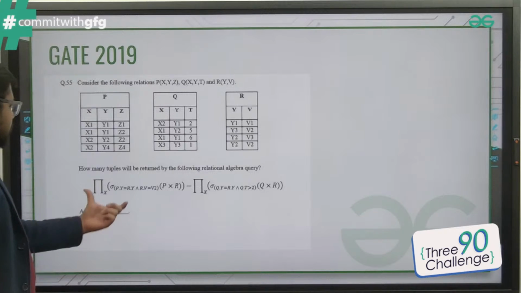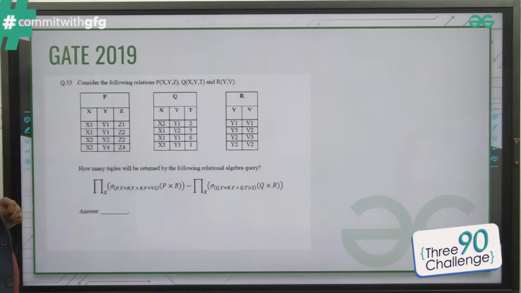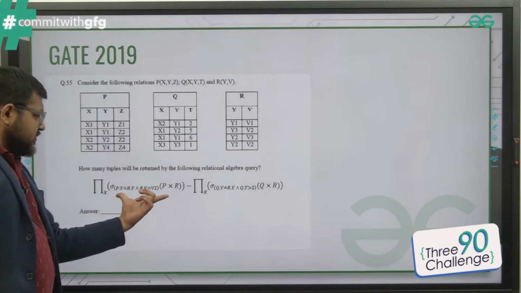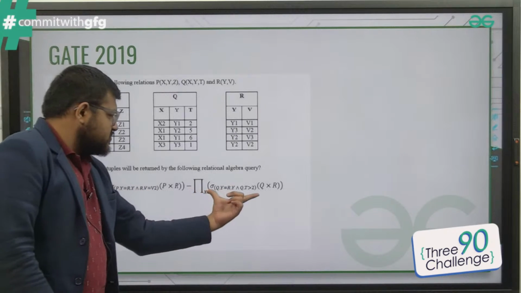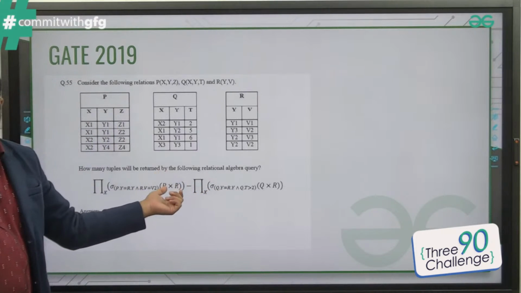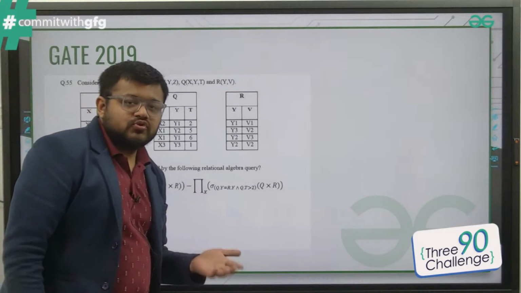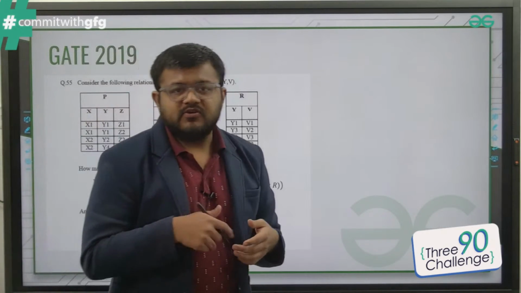How many tuples will be returned by this relational algebra query? Okay, so how can you solve it? First of all, you get the result for this query, you get the result for this query, and then you perform the set difference.